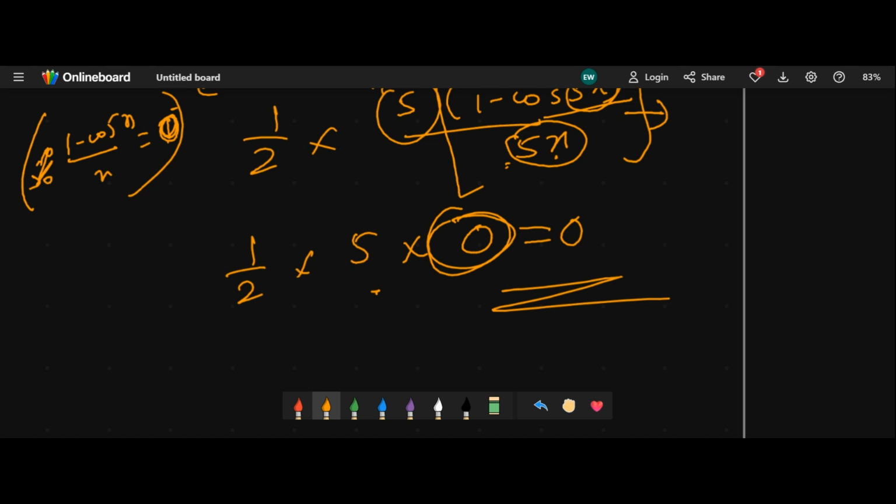I have tried my best to explain the limits section in under 30 minutes. Maybe I don't know the time, maybe it took like 40 minutes. So I hope you understood. The only thing you can do is practice a lot of questions. Actually, it is a very, very easy subject. So try to practice a lot of questions.